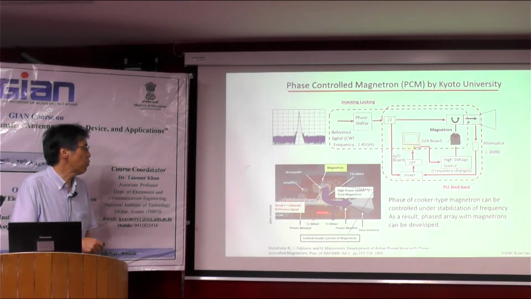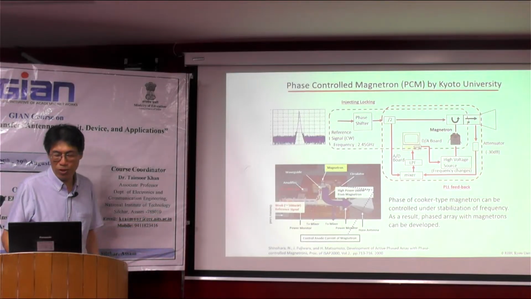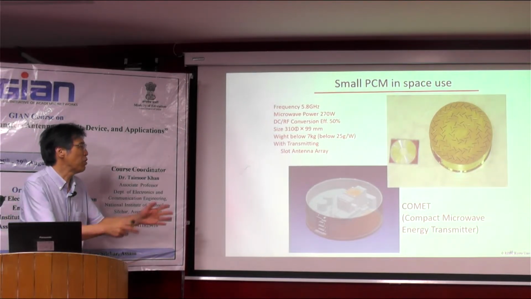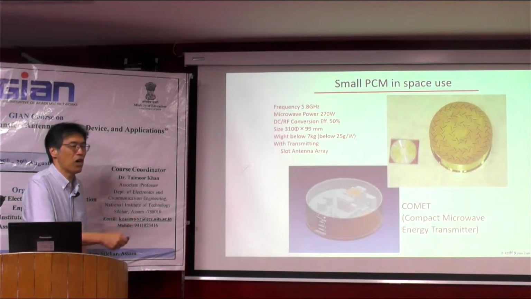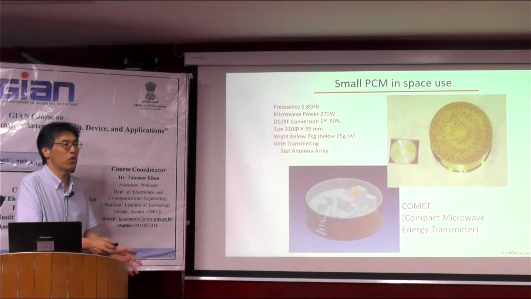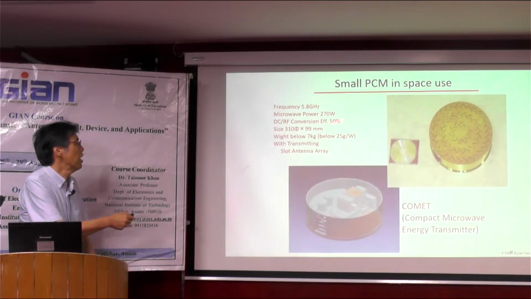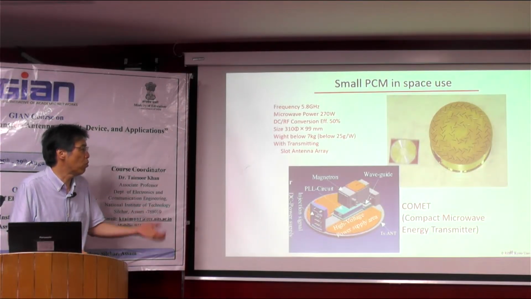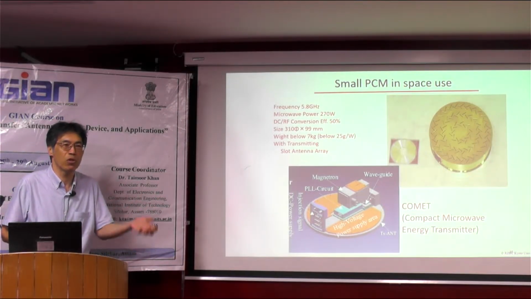This is one example of the developed phase control magnetron. Compared to the microwave semiconductor, it seems very big. So with the help of a Japanese company, we developed a very small type of the phase control magnetron. Inside this box, please compare the size with this CD. This is very small, and from this small size, we can create 270 watts at 5.8 gigahertz. Inside this box, we install all the control circuit, magnetron, high power source, etc.